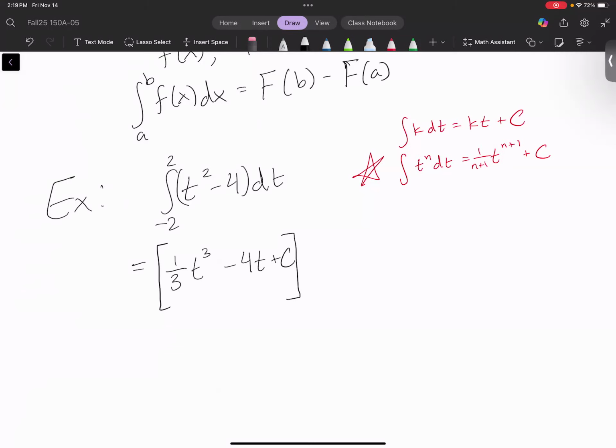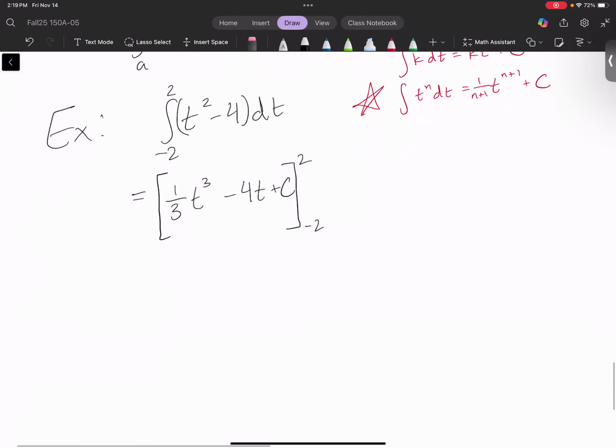Now we have brackets here, and we need to put our bounds on the right-hand side there. So this is denoting that we have an antiderivative, and then the next step we're going to do is plug in the bounds and subtract. Okay. So the next step, we do that. So I'm going to plug in 2. So I have 1/3 times 2 cubed minus 4 times 2 plus c. So notice there, this is all just the upper bound. I plugged in 2. Then I subtract, and now I'm going to plug in the lower bound, -2.